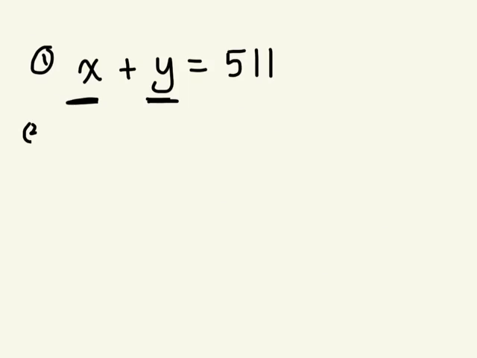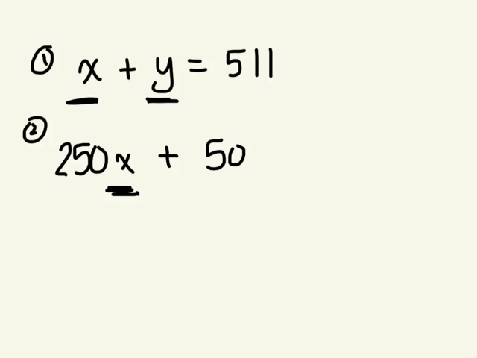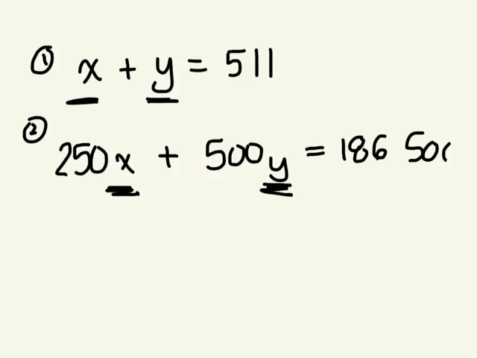So we have the second equation, 250x. For each jar, I would multiply by 250 to figure out how many grams it holds, plus the second jar holds 500 grams. So for each of the second jar, we need to know the total number of grams it's going to hold. And altogether, we have 186,500 grams of almond butter. So we can solve by substitution or elimination.